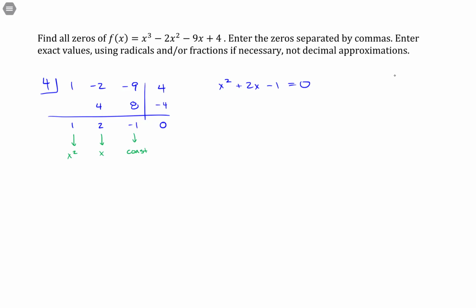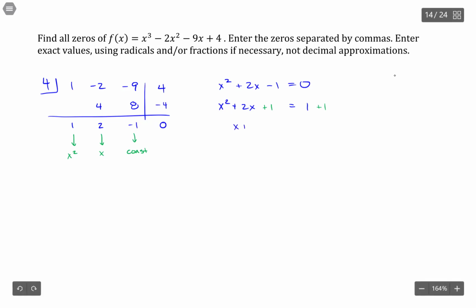Now, I could try factoring, but it doesn't look like there are pairs of values that would multiply to -1, but then add to 2. So I'm going to use the process of completing the square, which says to just take the 1 to the other side. The coefficient of your linear term, you divide it by 2, which gives you 1, and then square it. So we just add this value 1 to both sides.